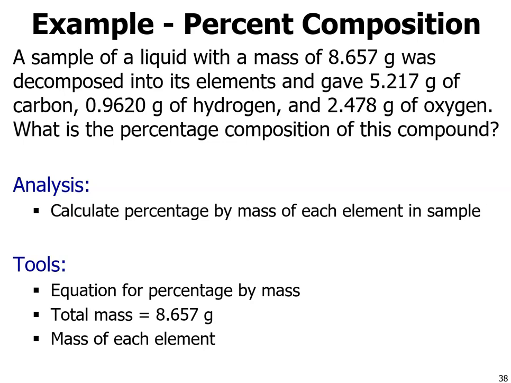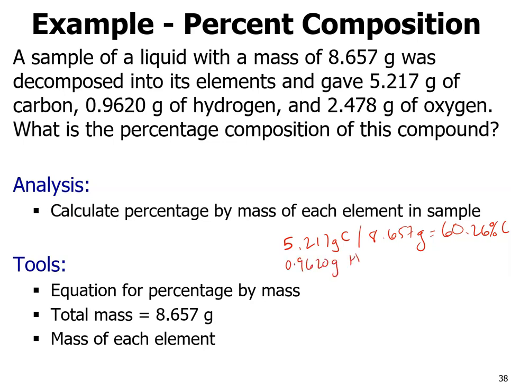This is pretty simple. All we have to do is take our values that were given above. So I have 5.217 grams of carbon out of 8.657 total grams. And that is going to give me approximately 60.26% carbon.